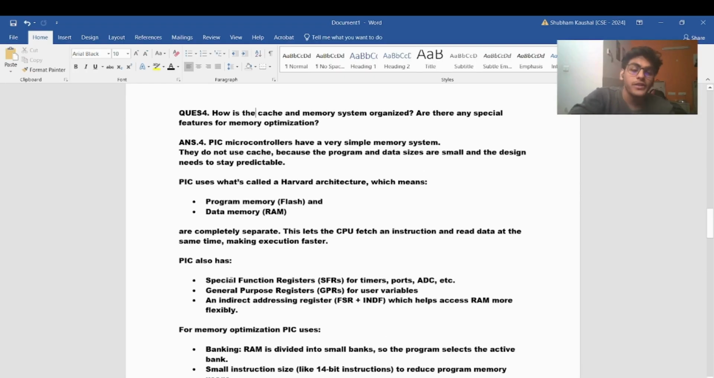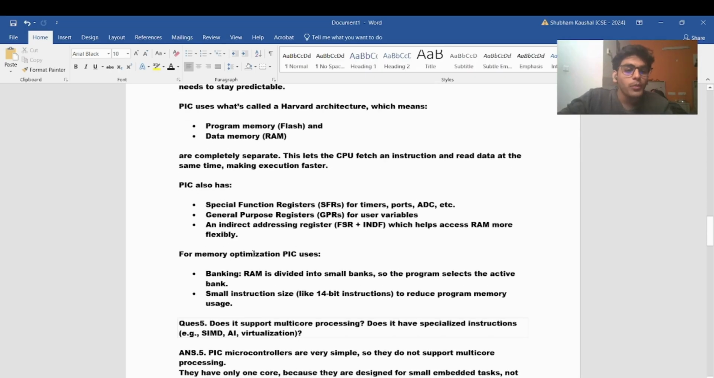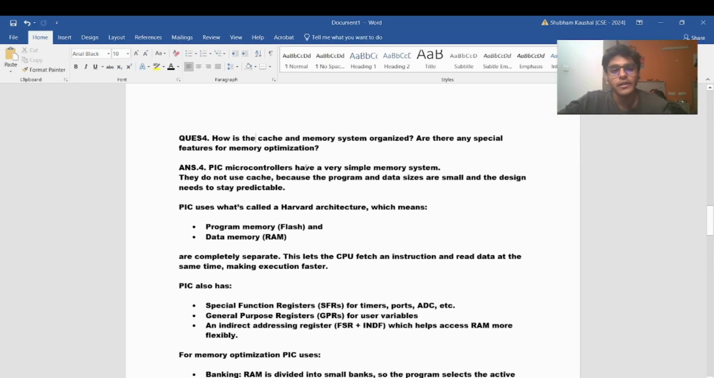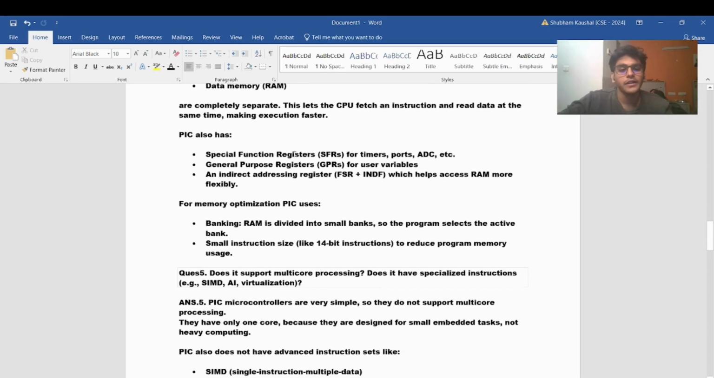And the PIC has special registers as well. They have general purpose registers, and they have the indirect addressing registers as well. For memory optimization, PIC uses RAM, which is divided into small banks, and small instruction size to reduce program memory usage. So this is basically the entire memory optimization in the PIC.